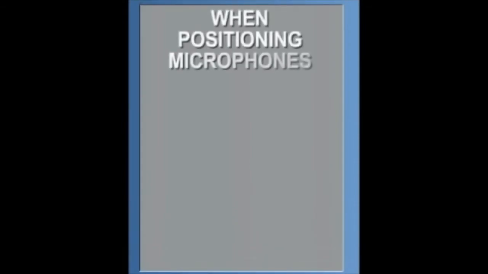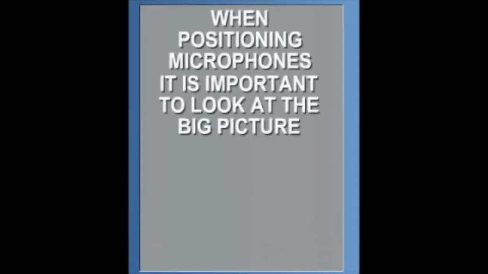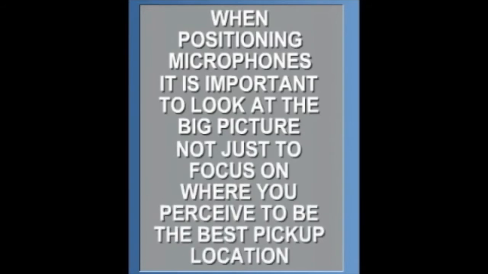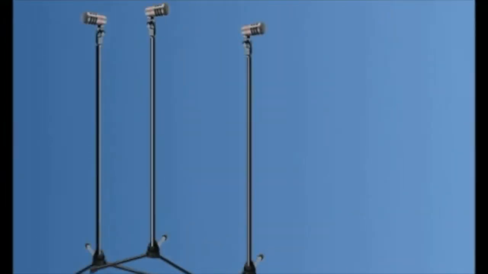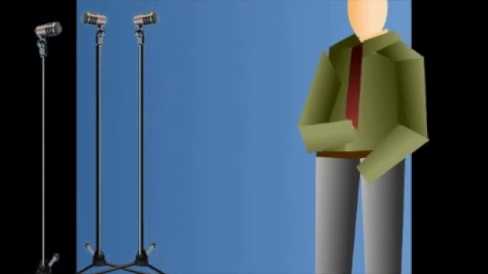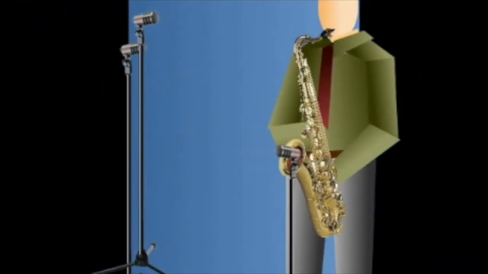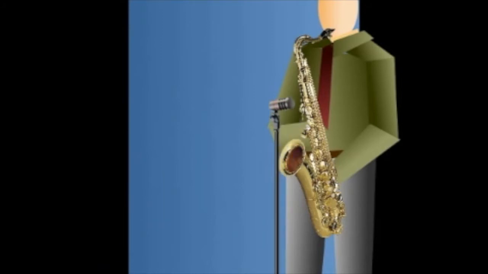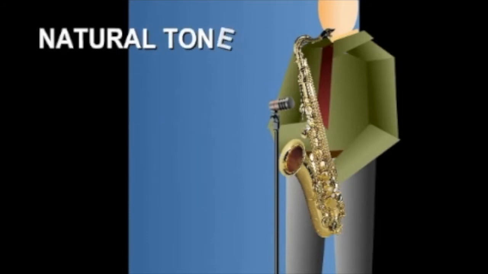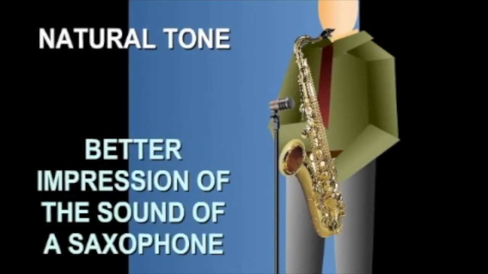When positioning microphones, it is important to look at the big picture, not just to focus on where you perceive to be the best pickup location. The best method to find the preferred microphone location is to have the musician play while someone moves the microphone around the instrument. You'll often find that preconceived notions may not be the best. For instance, instead of miking the bell of a saxophone, try miking the body where the keys are. This reveals a natural tone and often gives a better impression of the sound of a saxophone.